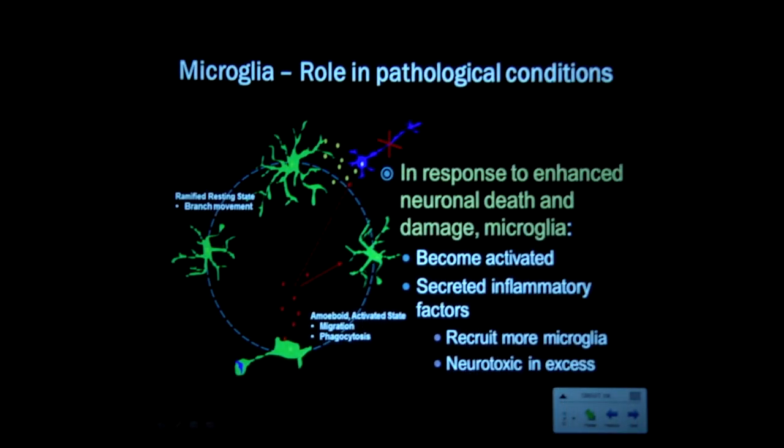In addition to helping in development, microglia are also important under pathological conditions that are present during development or adult life. Many pathological conditions are associated with heightened levels of cell death, which I show in the picture as the blue neuron with the red X through it, okay? Those dead cells are going to release factors that microglia respond to. Microglia during normal conditions are highly branchy and ramified, and in response to these signals, they start to retract these branches and enter a rounded amoeboid state. This is termed activation of microglia.